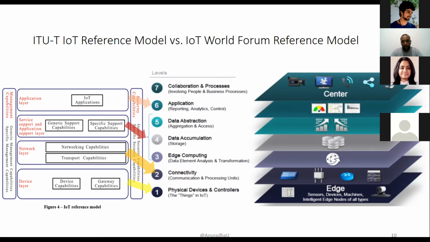So at this stage, you understand that the IoT reference model defined by ITU-T is more of an academic type of reference model, whereas the IoT World Forum reference model is more of an industrial perspective type of reference model. They have considered not only the technical aspects of the IoT reference model, but also, to a certain extent, the whole business perspective and other commercial perspectives as well.